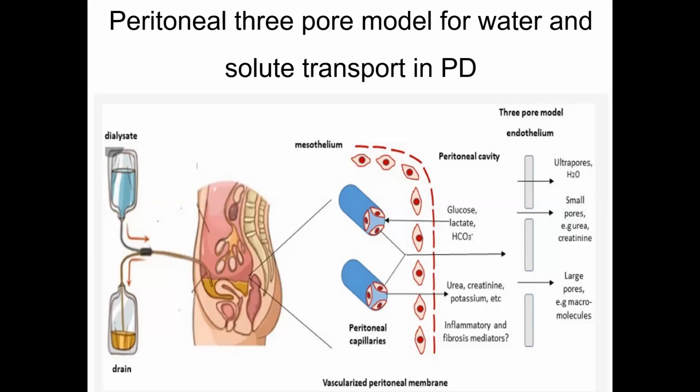And small pores, where the maximum of solvent as well as solute transport occurs. Small molecules include urea and creatinine. And about 1 to 2% of the peritoneal capillary endothelium consists of large pores through which macromolecules like beta 2 microglobulin and albumin are transported.